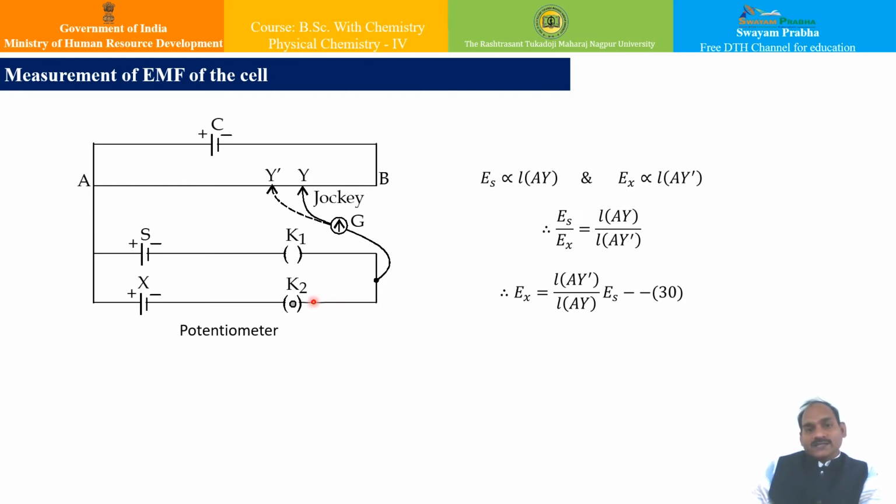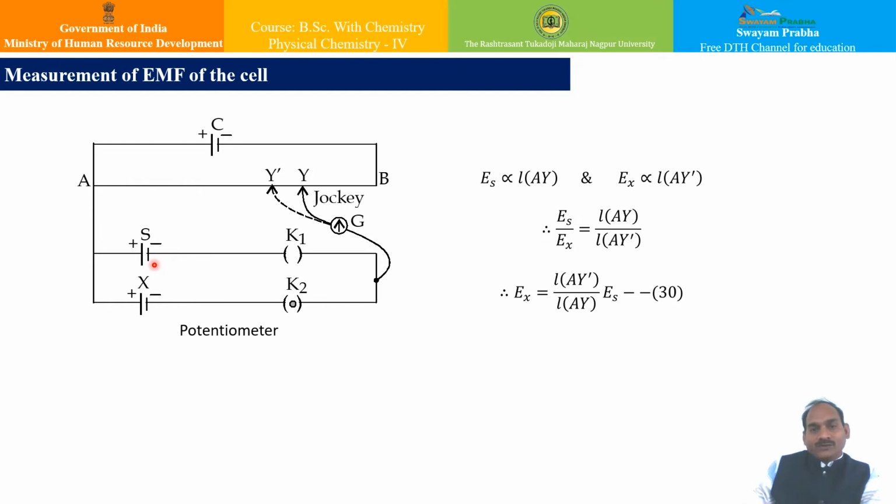Let us say that AB is a wire, which we call the potentiometer wire, and it is connected to a battery C. This battery C has a higher potential than both the standard cell and the experimental cell, that is X.